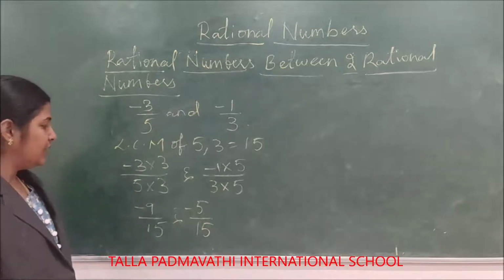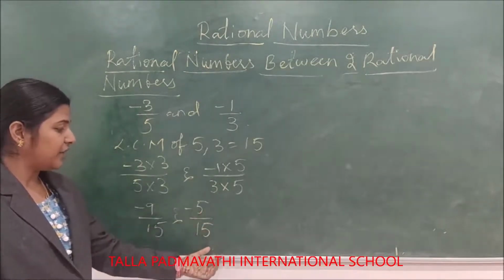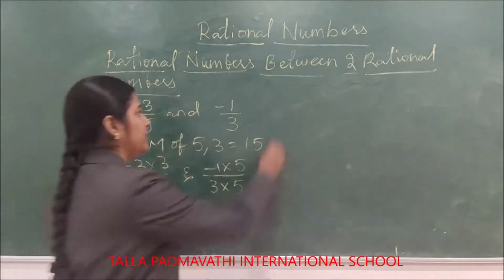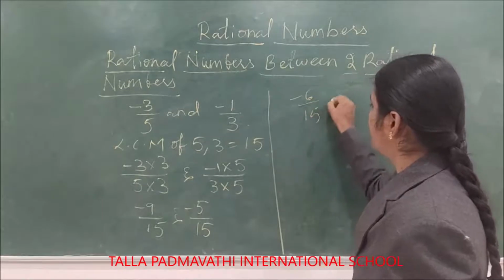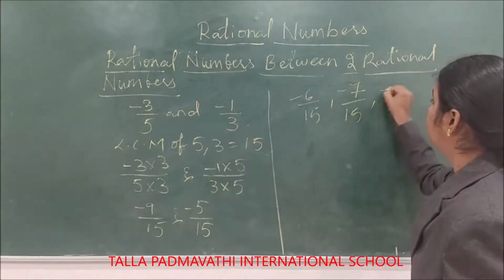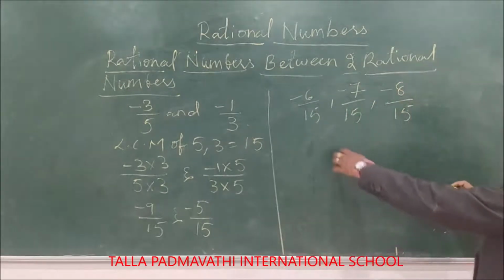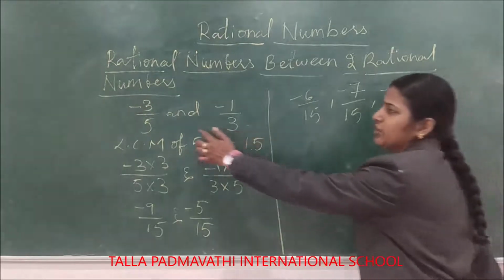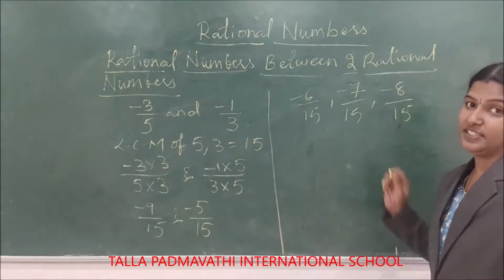So easily, children, in between them what will be there? You have already minus 5 by 15. So in between them we will be having minus 6 by 15, minus 7 by 15 and minus 8 by 15. Now only these three rational numbers are there in between minus 3 by 5 and minus 1 by 3. So let us see.